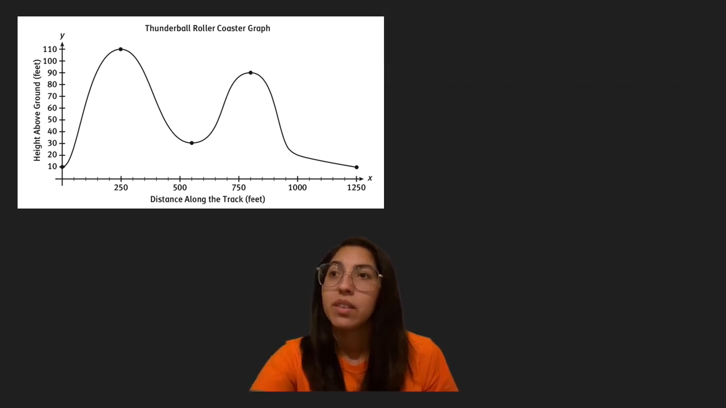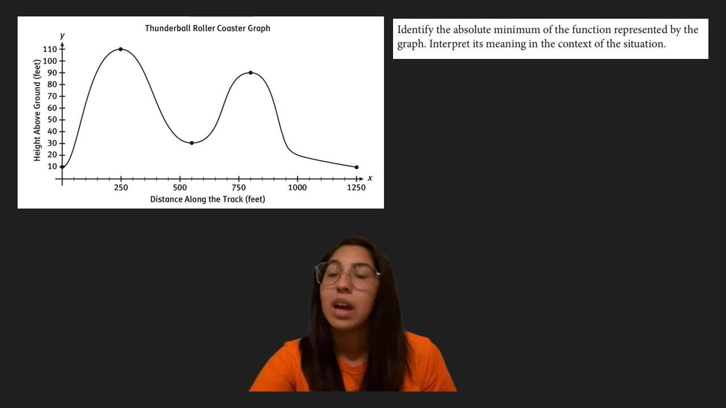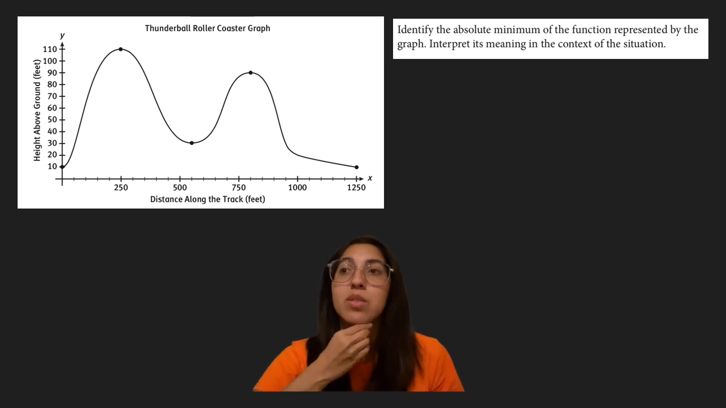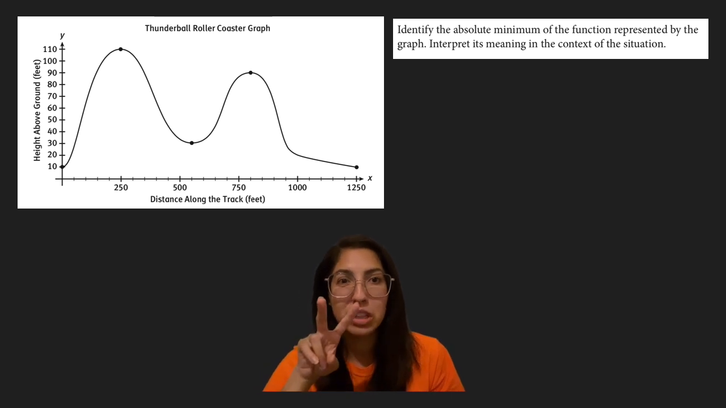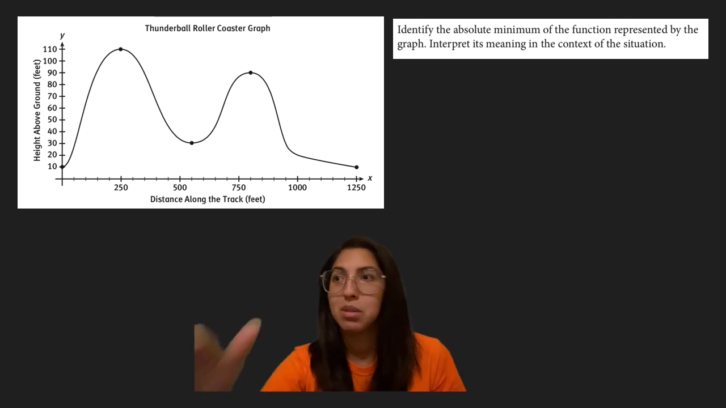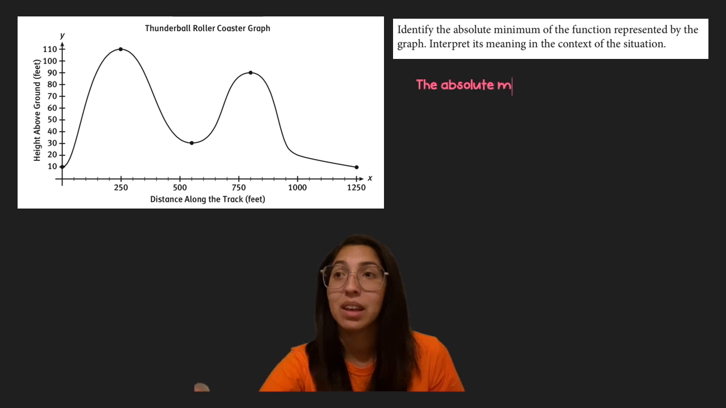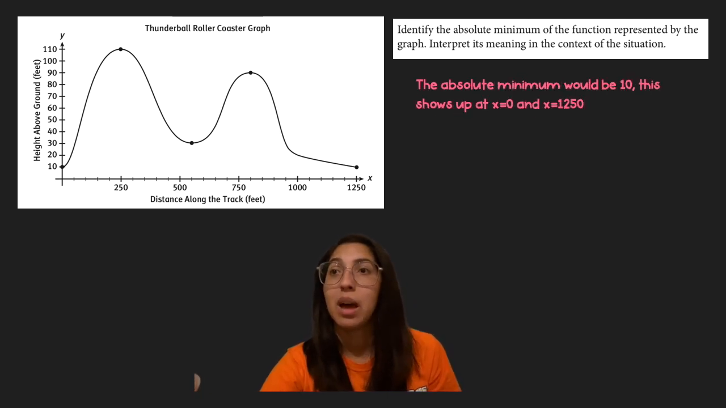Then let's look at this next one. Identify the absolute minimum. So on this one, we actually do have 2 absolute minimums because we have 2 points where they're the same minimum. The absolute minimum would be 10. This shows up at x equals 0, and again at x equals 1250.